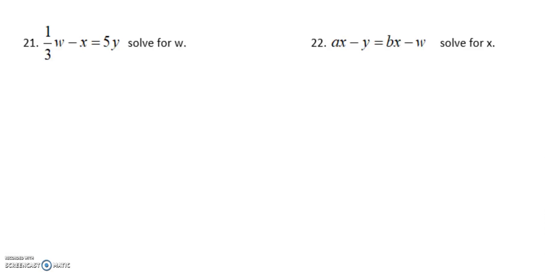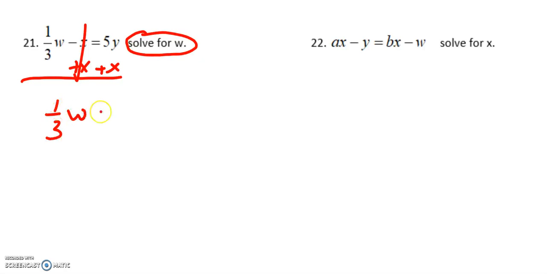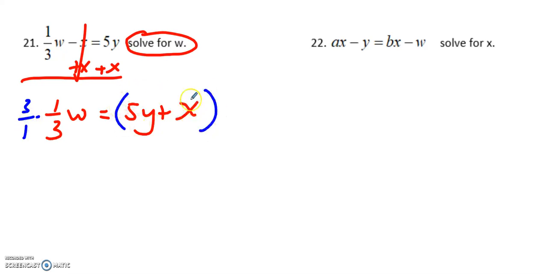Last two examples. Number 21, my goal is to get w alone. So I notice that the x is not attached, so let's move that over by adding. So we'd have 1/3 w equals 5y plus x. Again, not like terms, cannot combine. To get the 1/3 over quickly, let's multiply both sides by the reciprocal. But both things on this side both need to be multiplied by 3/1, so we need parentheses.